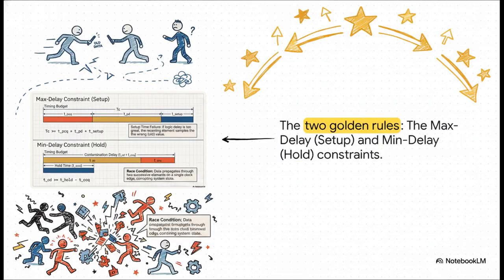Simple as that. And this is where we see what happens when things go wrong. If you break the setup rule, basically you're too slow, the next runner ends up grabbing the old data from the last lap. Not great, but maybe you can recover. But breaking the hold rule? Oh, that's a total disaster. That's what we call a race condition. It's like the runners crashing into each other. The data gets corrupted, and the whole system just goes haywire.